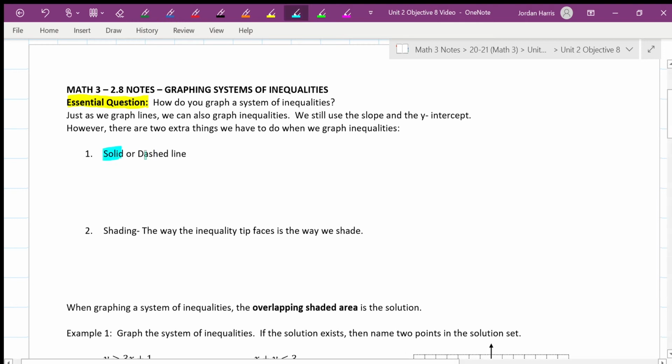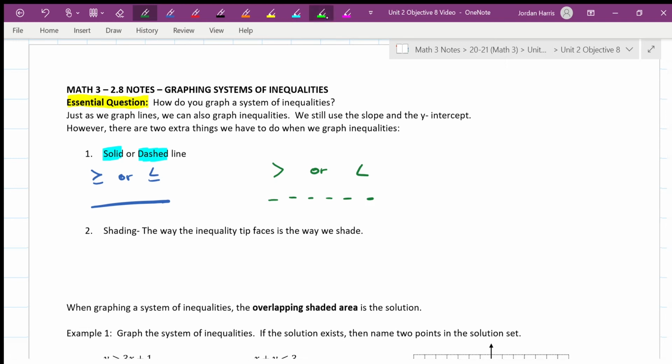We have solid or dashed lines. Solid lines are when we have greater than or equal to or less than or equal to. That is a solid line, or curve for our other functions. Then we have dashed. That is greater than or less than. That is the dashed curve or line. And then we have shading.